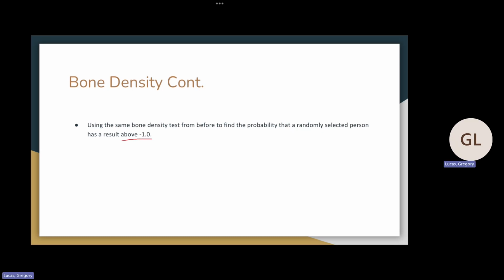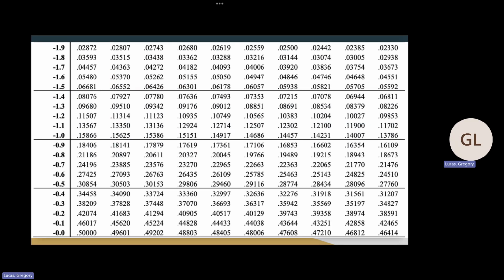So the z-score is -1. We want to know above -1 this time. So we still want to find the value of -1. Z-scores, remember, can be positive or negative. I just posted the part of the chart that was helpful. The real chart normally is double-sided with the negative side and the positive side. But -1, and then we know the decimal place is 0, so it would be the first one in the column. So this would be a top 0.00.